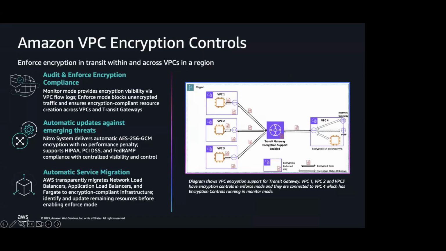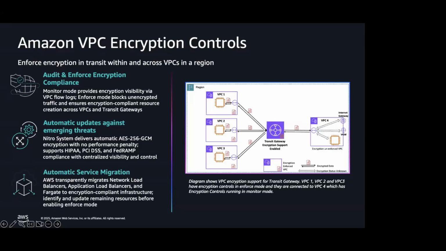This is VPC encryption controls. We obviously at Amazon say security is job zero, right? And within AWS, we provide a lot of tools and mechanisms for you to secure your environment. Encryption is one of the fundamental ingredients that goes into that. What VPC encryption controls is all about is being able to ensure that all of your data in transit in the VPC is being encrypted, and to be able to validate that for compliance purposes.